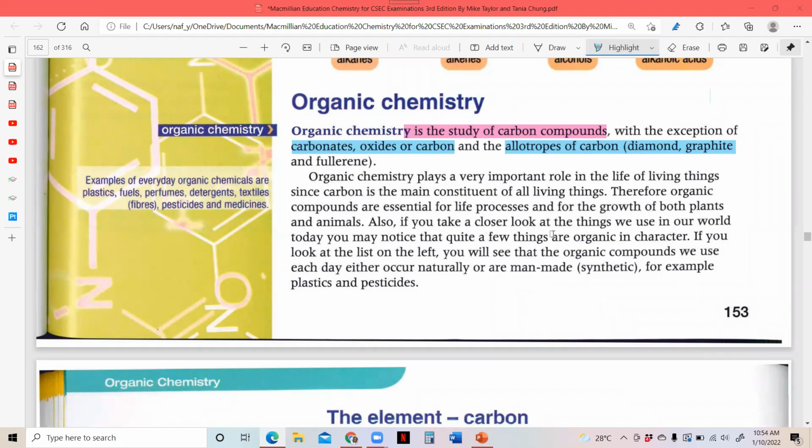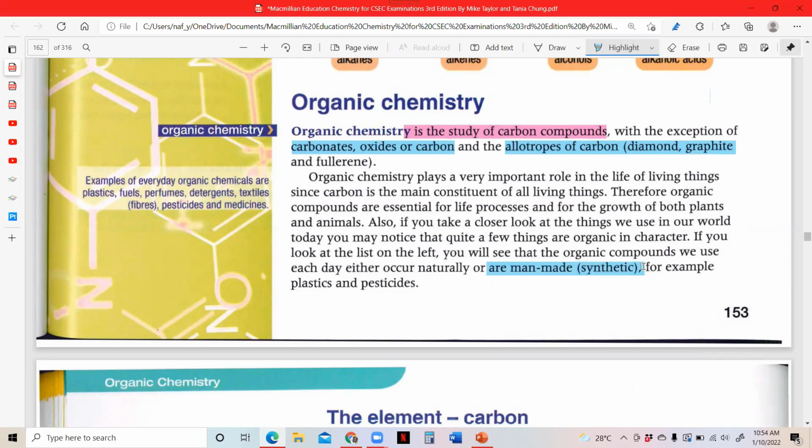But we can also have man-made or synthetic organic substances. Because everything has a chemical formula and can be produced through a chemical reaction, ladies, we can actually recreate these things.